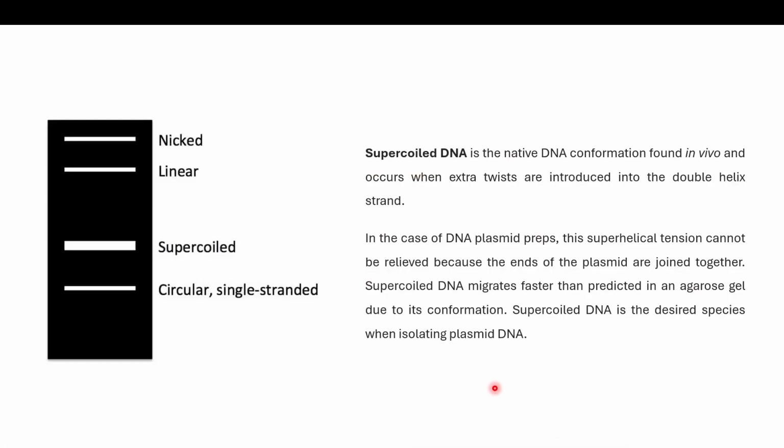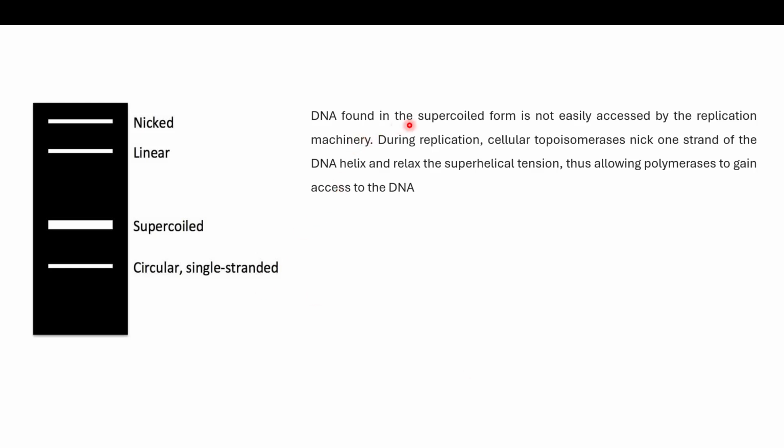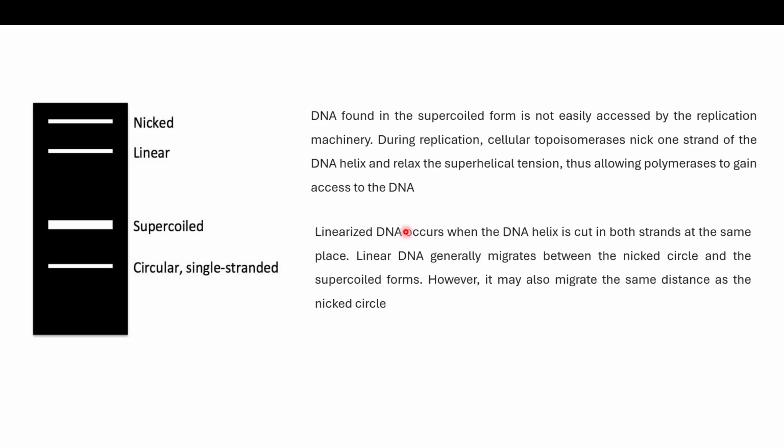Supercoiled DNA is not easily accessed by the replication machinery. During replication, cellular topoisomerases, which are enzymes, nick one of the strands of the DNA helix and relax the superhelical tension, thereby allowing the polymerases to gain access to the DNA. And when we talk about the linear form of plasmid DNA, how does it happen?